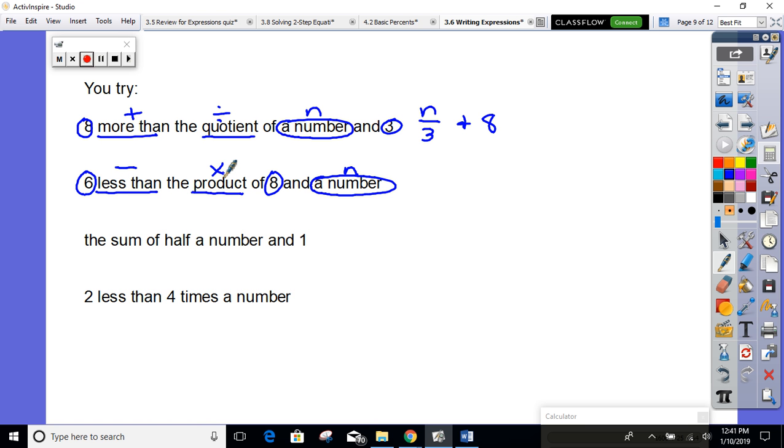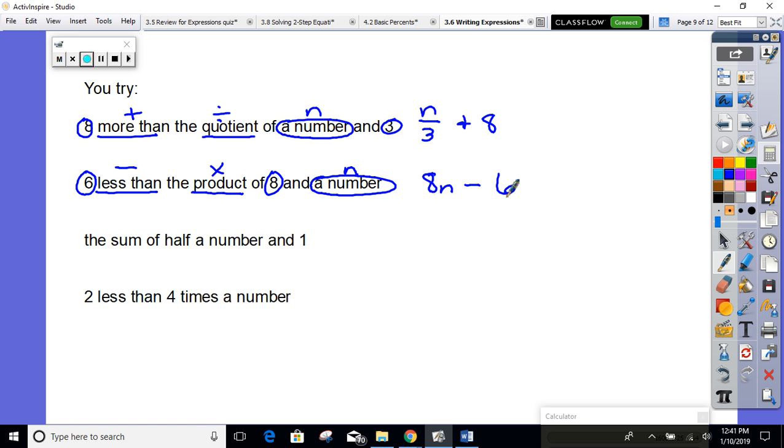Mason, you want to take a stab at the whole thing? How will we write that? We're done underlining. We're ready to write the expression. Oh, I thought we were done. Nope, we're still on this one. We're just going to write the expression. 6 minus 8. Okay, first let's do this part. We have the product of 8 and a number. How do we write the product of 8 and a number? Number times 8. Yeah, number times 8, or we'll do 8 times the number. And now how do we say 6 less than that? Minus 6. There we go.